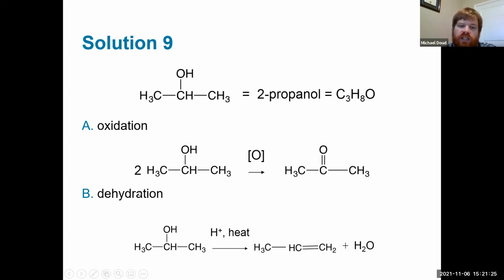Now, dehydration, on the other hand, is where we're going to lose the hydroxyl group and lose a hydrogen from a neighboring carbon and form an alkene. So we form a double bond. Now, you can form a double bond this way as well. There's no difference between those two, so don't worry about that.